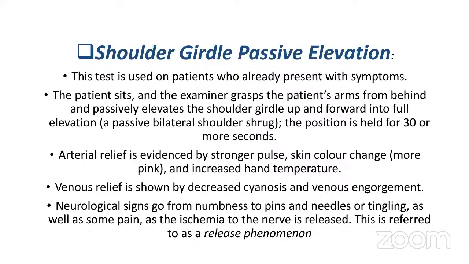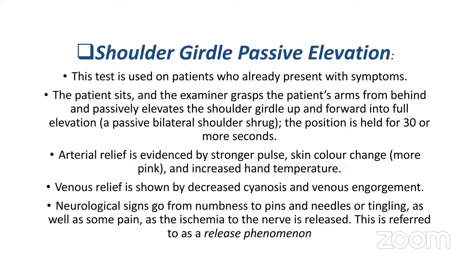Arterial relief is evidenced by stronger pulse, skin color changes, and increased hand temperature. We had seen earlier that if arterial involvement is there, then there is disappearance of pulse, pallor, pulselessness, decreased hand temperature, and Raynaud's phenomenon. All are relieved by this test: stronger pulse, skin changes, more pink, and increased hand temperature.